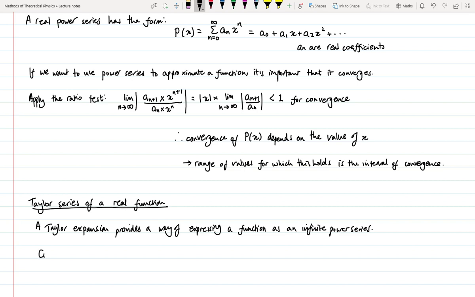So let's consider some real function f of x that we want to express as a power series. And for this power series, we're going to say that the argument is x minus some fixed value x naught. And this corresponds to taking a Taylor expansion about the point x naught.